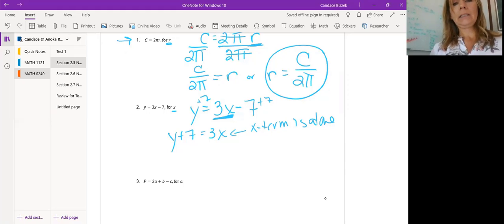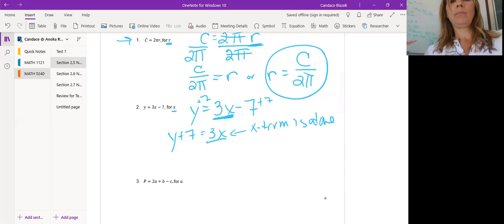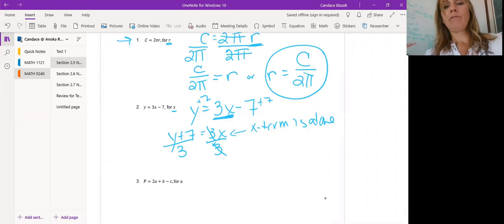Now finally, to get x completely alone, we're going to go to step 5. And step 5 says to divide both sides, right? And this time we're going to divide by 3. Cancel that 3 off of the right. And so my final answer would be x is equal to y plus 7 divided by 3.